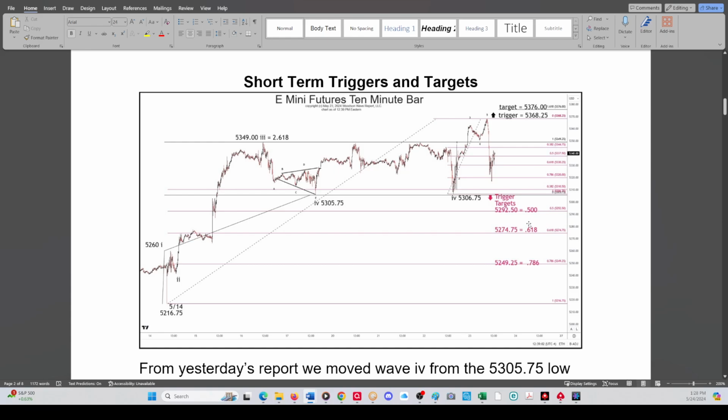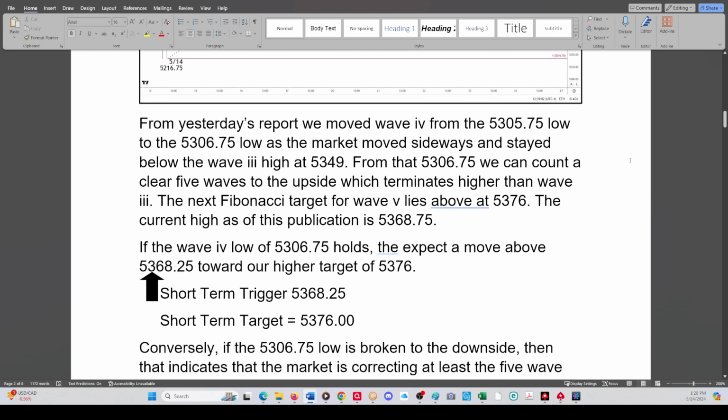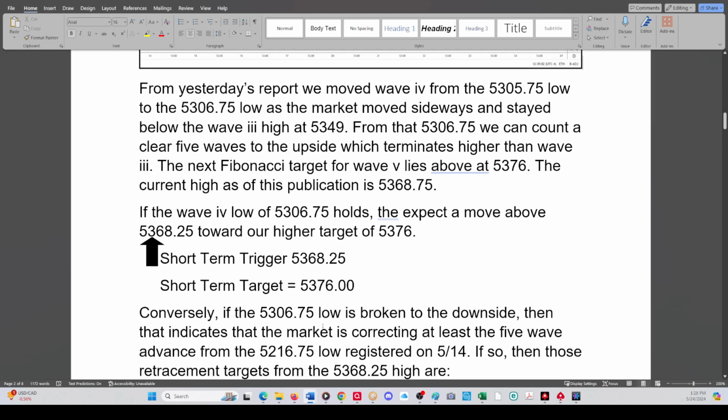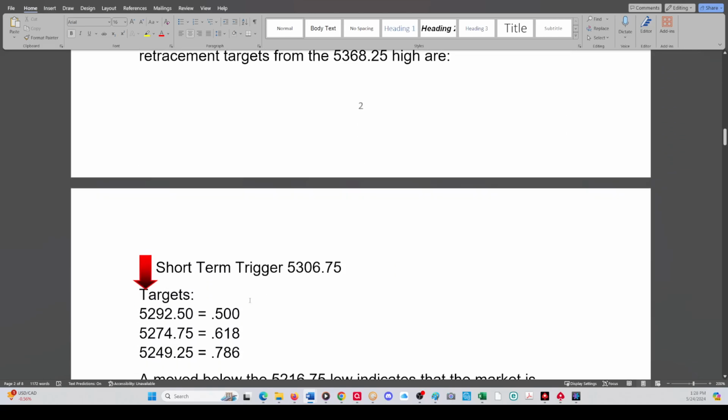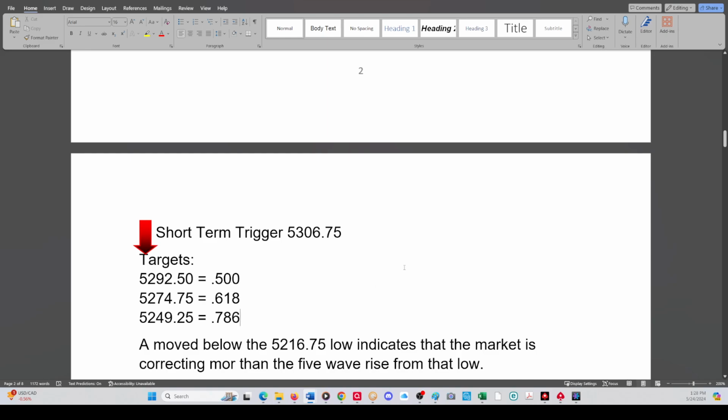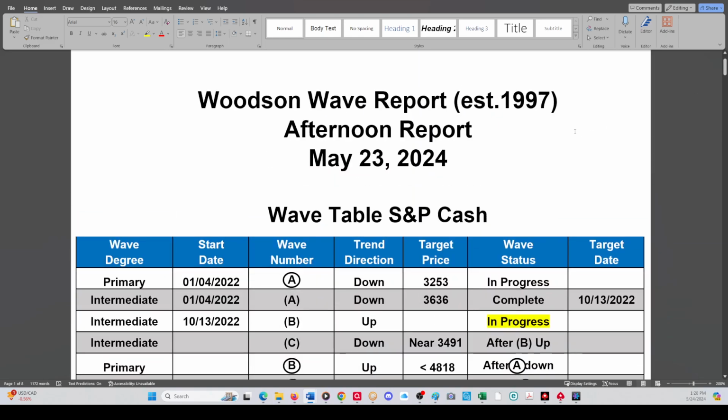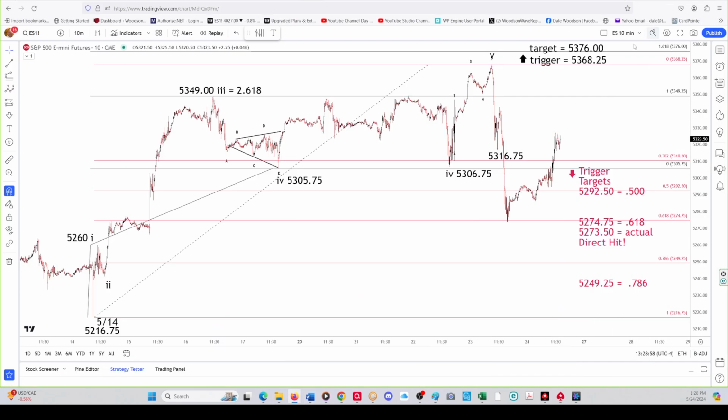And here was that chart. Before that moved down, we had upside trigger, upside target, downside trigger, downside targets. These targets were the retracements of this 5 wave advance from the May 14th low up to that 53.68 high. There's the short-term trigger, short-term target, not much, less than 8 points. And then we had the short-term trigger, short-term targets. We're looking at hours for these short-term triggers and targets. That was the afternoon report on May 13th.